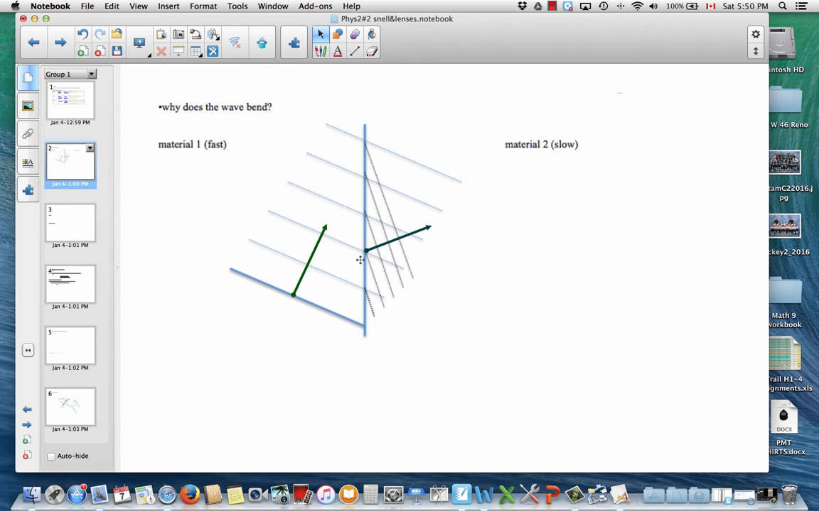Now, obviously, we're not losing any waves here, so we've got the same number of waves per second in the first material that we did in the second. So the frequency is the same. But notice that these waves are a lot closer together, so the wavelength is smaller. So not only is the speed smaller, but so is the wavelength.